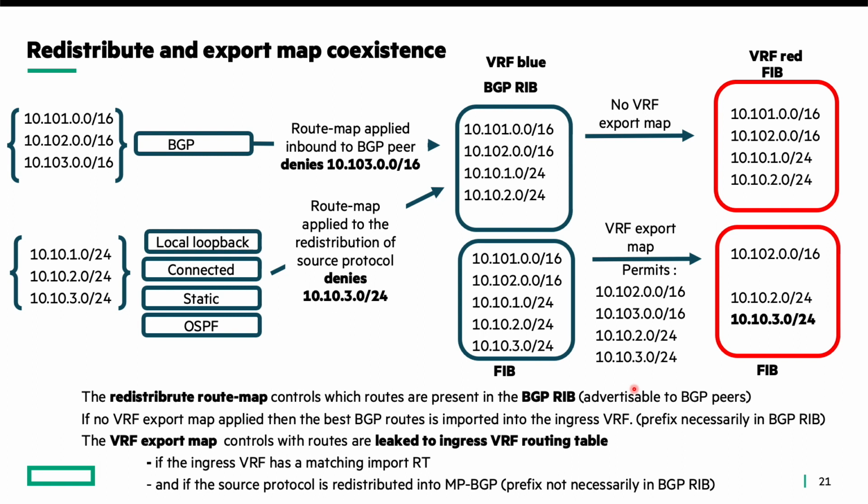Okay, so 2 points which are very important. First one is to get a route coming from one of these routing protocols, you need to redistribute this protocol into BGP. So this is the first point. The second point is that even if the prefix is not allowed by the route map, which is optional in this redistribution, you can still leak the route if the VRF export route map explicitly allows this prefix.